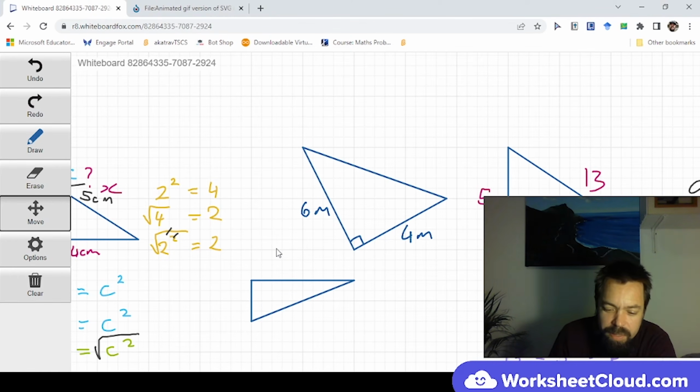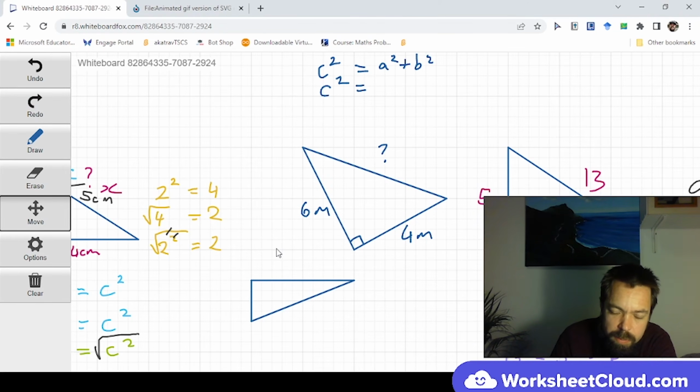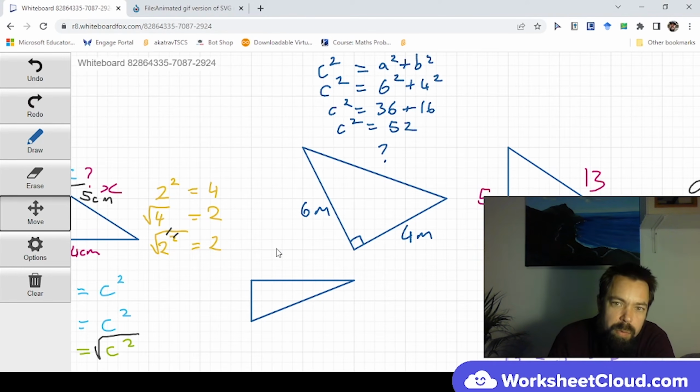Okay, so let's say I want to calculate that. I'm going to go, well, this is the side I want. That's the long side. So c squared equals a squared plus b squared. C squared is equal to 6 squared plus 4 squared. C squared is equal to 36 plus 16. C squared is equal to 52. All right.